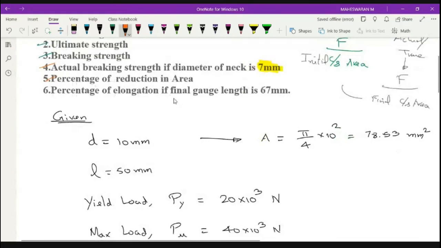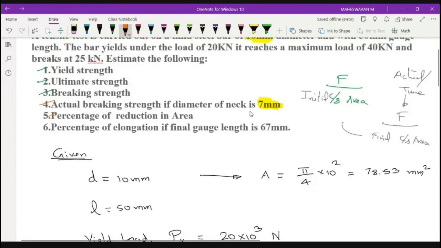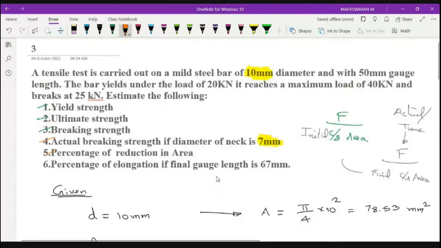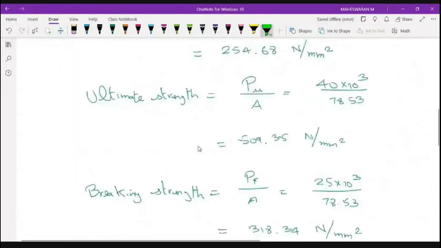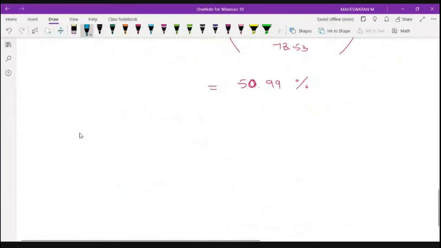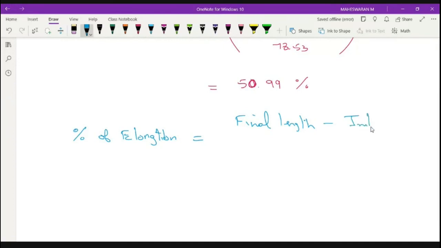Percentage of elongation, if the final gauge length is 67 mm. Now we have to identify the elongation percentage. This is my 50 mm, my initial length, and this is my final length. So percentage of elongation is final length minus initial length, divided by initial length. Always your initial will be in the denominator.